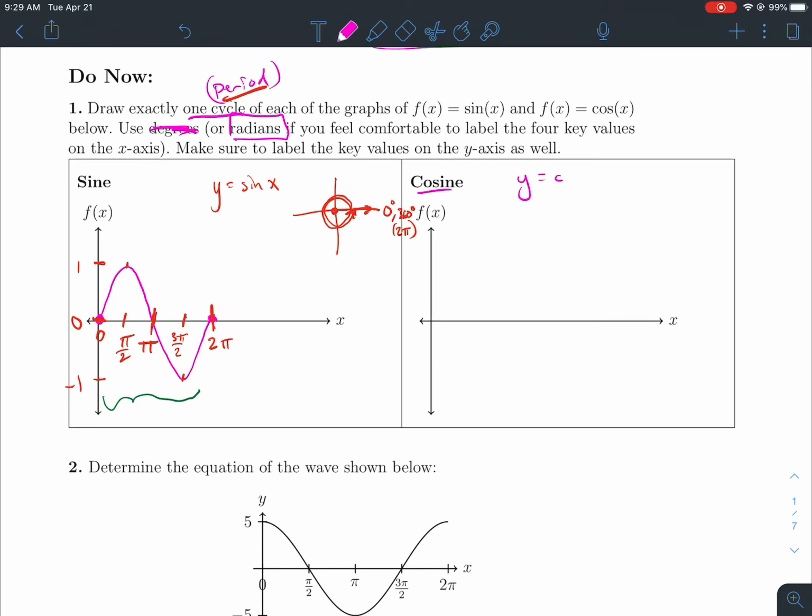For regular cosine, y equals cosine x, this graph will start at 1. So they are very different from sine: sine starts at 0, cosine starts at its maximum value. Then it descends through 0, hitting its minimum, back to 0, and then hitting its maximum. So this is down 1. Regular cosine has an amplitude of 1 as well because it goes up 1 and down 1.